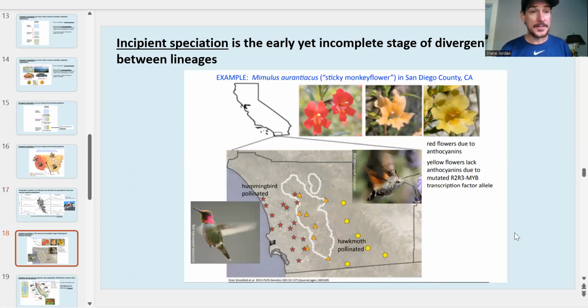And this is what we call incipient speciation. So it's the early yet sort of incomplete stage of total divergence between lineages. So we have evidence that they are beginning to diverge, but they're not totally reproductively isolated quite yet.